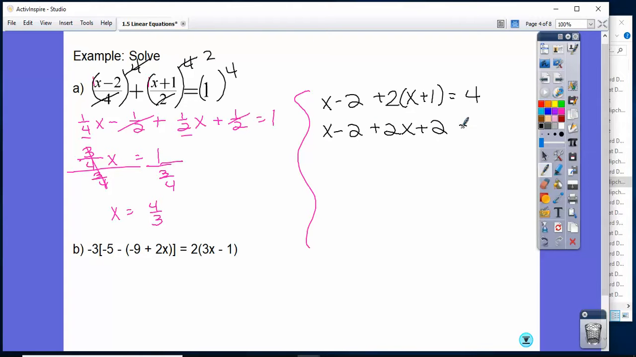Distribute that 2. So we get 3x equals 4. And again, x is 4/3. So whichever way you chose, you get the same answer. Is that one alright?